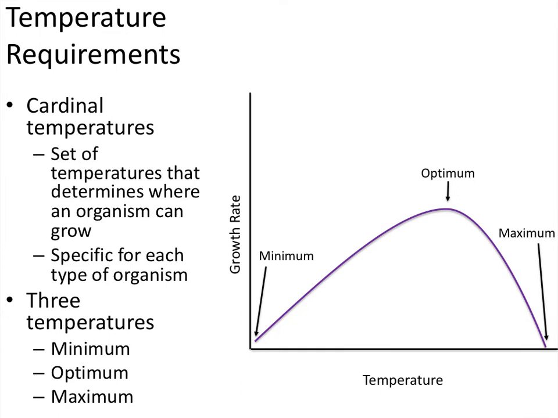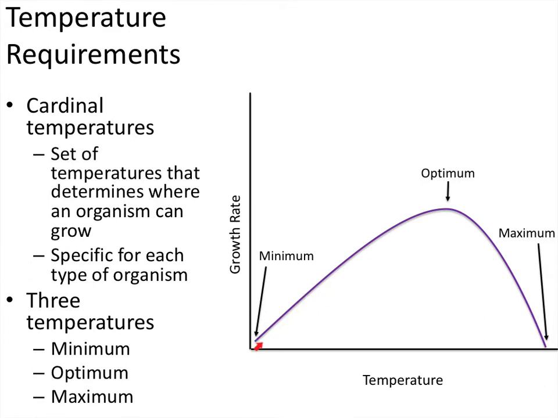The next environmental factor that we will talk about is the temperature. All organisms have a set of what we call cardinal temperatures. These are a set of 3 temperatures that basically determine where an organism is able to live in the world. The cardinal temperatures are specific for each type of organism. So every species of organism on the planet technically has its own set of cardinal temperatures. And the cardinal temperatures are made up of the minimum, the optimum, and the maximum.